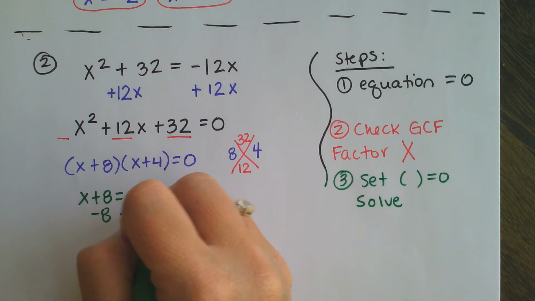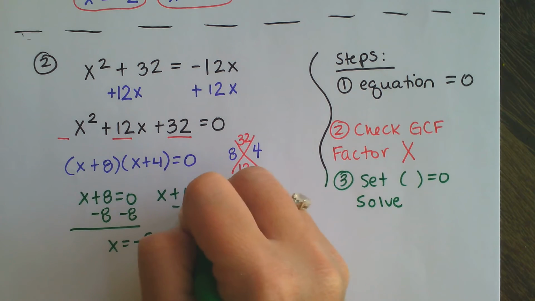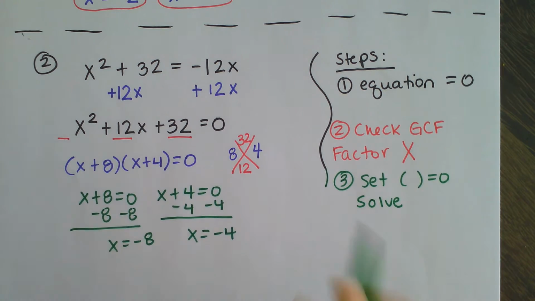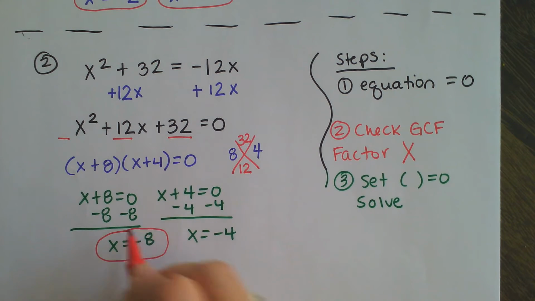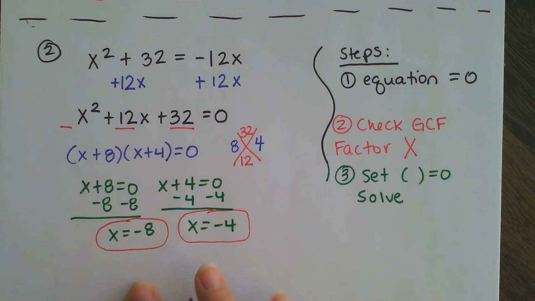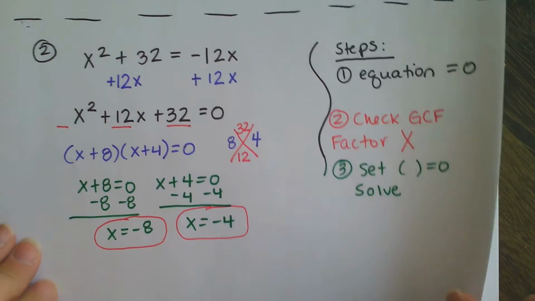I subtract 8, and I subtract 4. So again, you will always get two answers. They may not be two different answers. You could get the same answer twice. That's a possibility. They're not always both going to be negative. That just happened in these couple of examples. Sometimes you'll get positive numbers for your answers, just in case you're thinking about that.